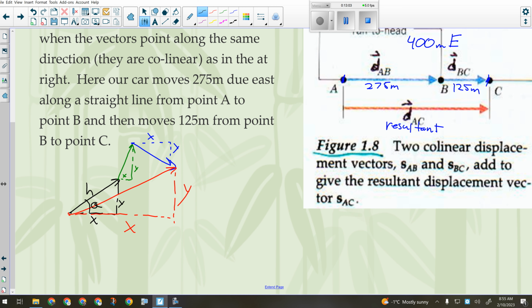Questions so far? All right, so when I use the term resultant, that means I'm looking at what all of these add up to over the course of the whole question.